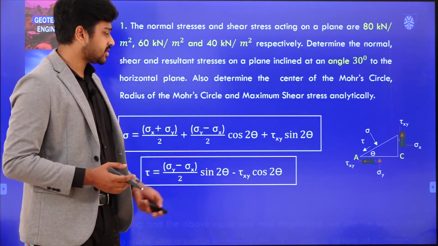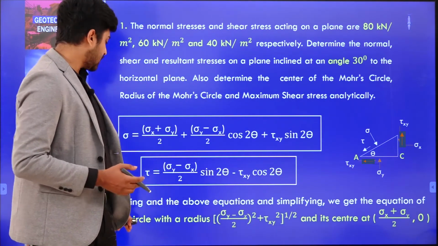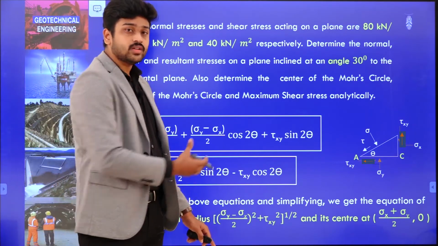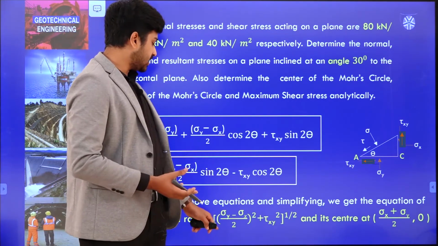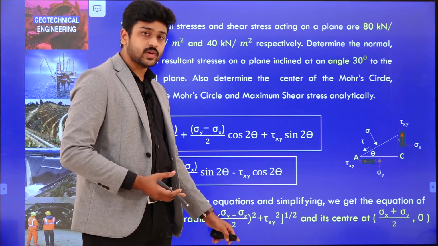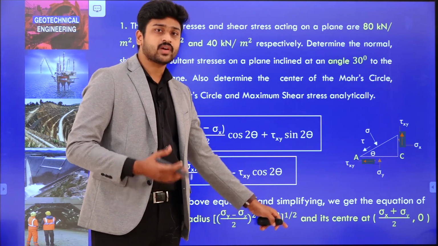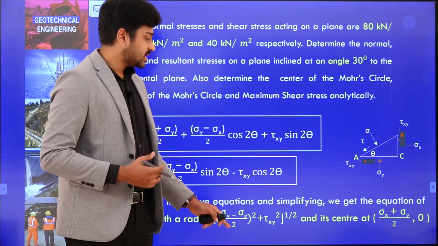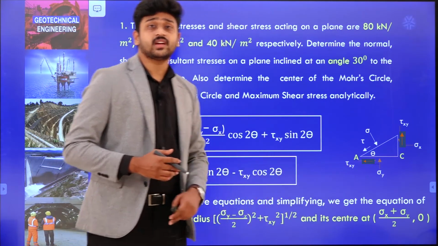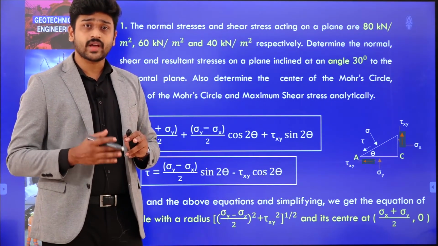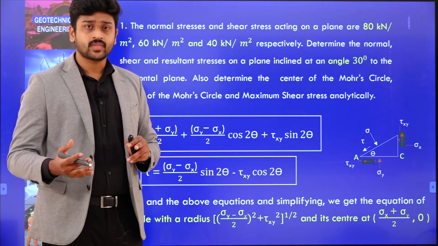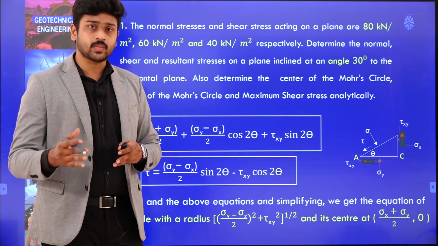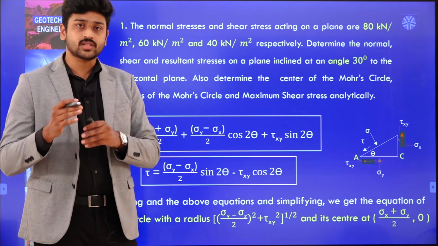Okay. So, for this case also we have the expressions. The circle, when drawn using these two expressions, will have a radius of ((sigma y minus sigma x) by 2) whole square plus tau xy whole square, whole power 1 by 2. Similarly, its center will be located at the coordinates (sigma x plus sigma y) by 2 comma 0. That means it is at a distance of (sigma x plus sigma y) by 2 comma 0 from the origin.